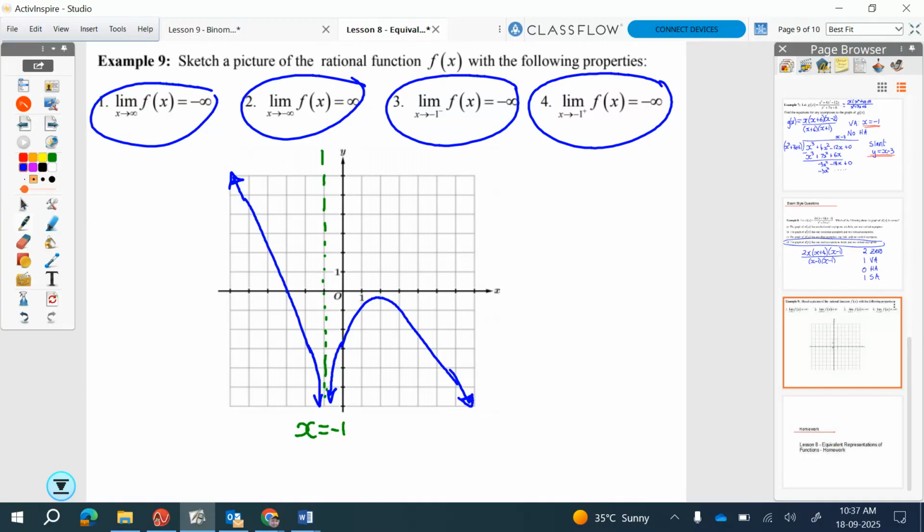There are other options that this could have, but let's say, for instance, we had an oblique asymptote over here like this. Then the curve could do this. And it would look like that. Alright, that's it for this.